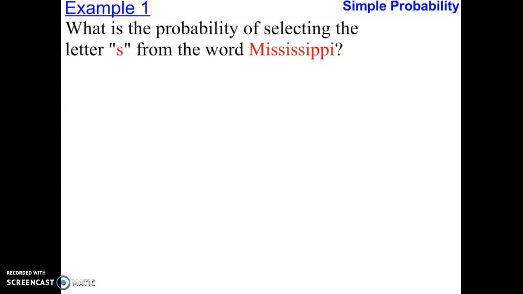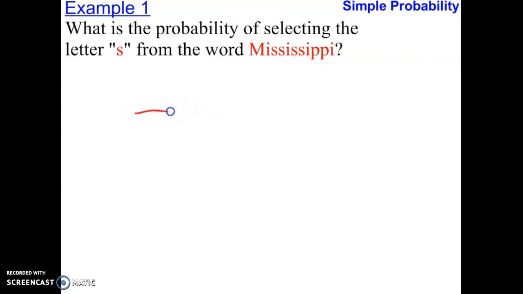Okay, so let me go over this example. What is the probability of selecting the letter S from the word Mississippi? Anytime that you have a problem like this, where you have to select a letter from a word, you have to remember to put it as a fraction. Okay? Again, this is simple probability.